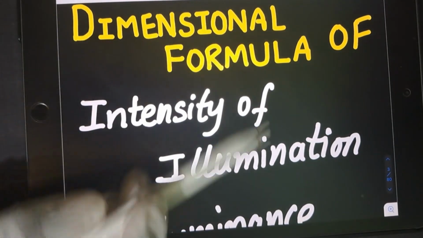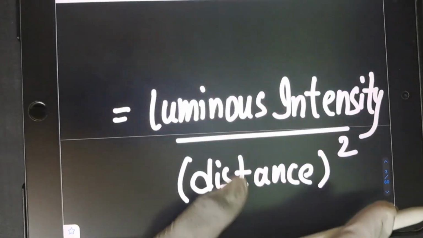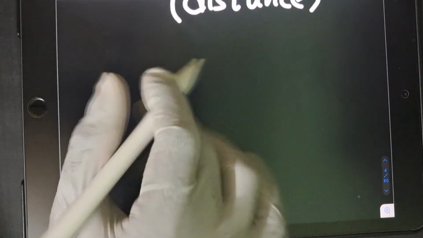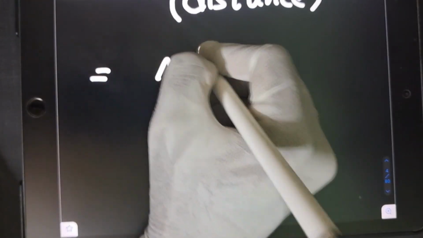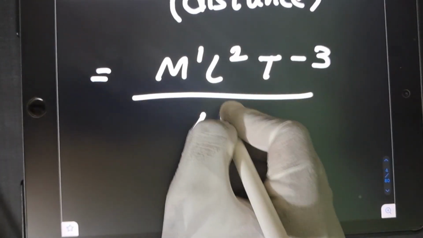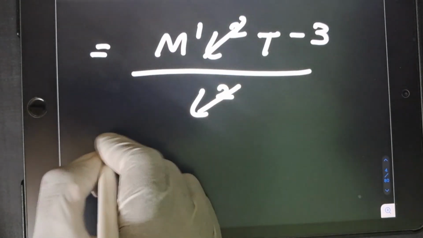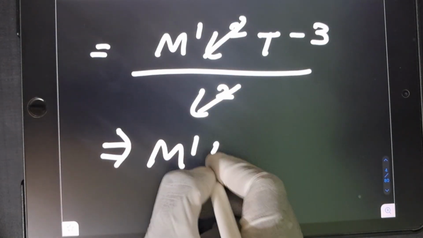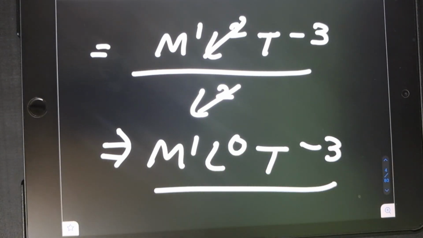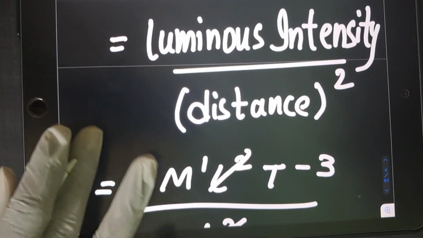To find the dimensional formula of intensity of illumination or luminance, the formula is luminous intensity by distance whole square. Luminous intensity formula is M power 1, L power 2, T power minus 3 by distance L square. On cancellation of length dimension, we get M power 1, L power 0, T power minus 3 as the dimensional formula of intensity of illumination.